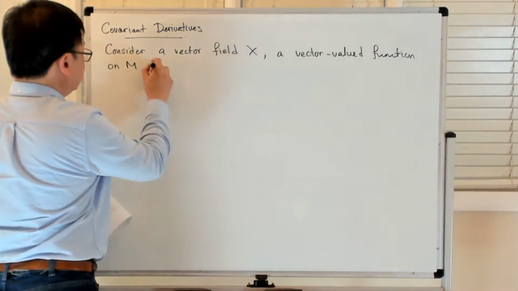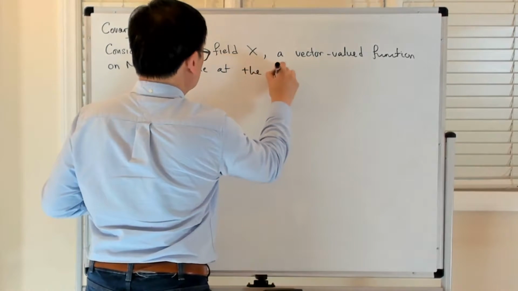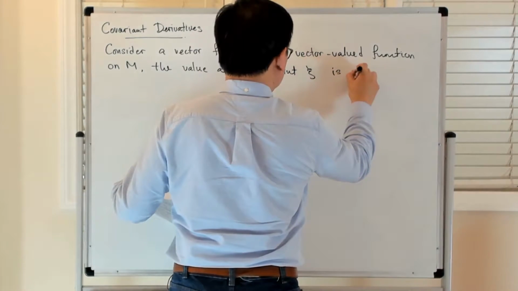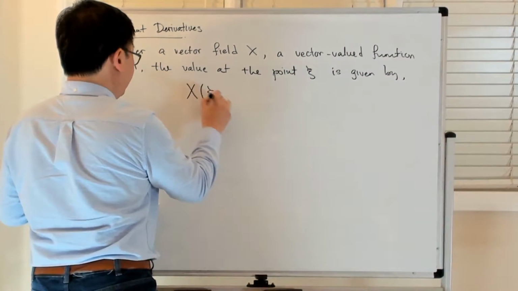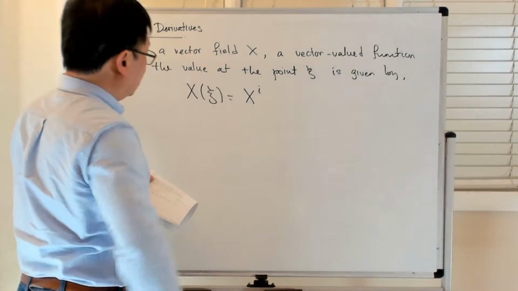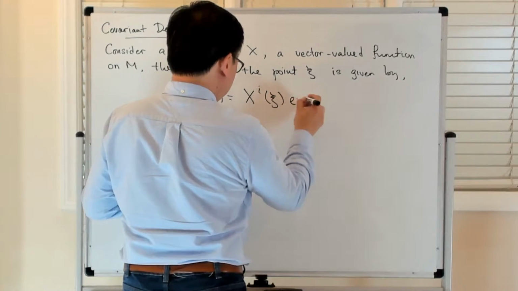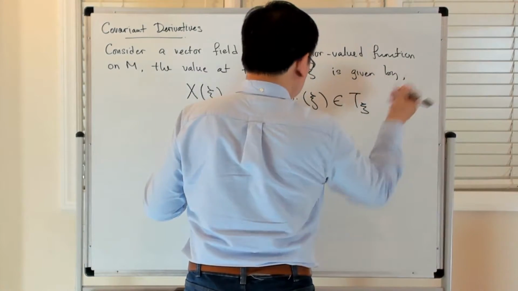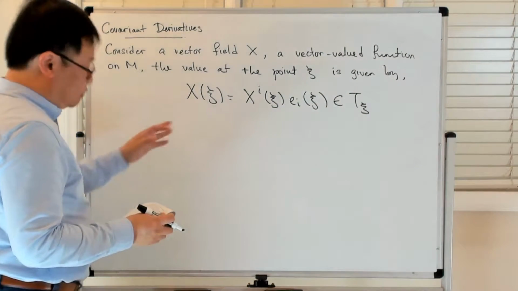And the value at the point c is given by the following. So you think of X, you evaluate it at a point, and so this is written as a vector X^i, which depends on c, and then there's a basis which also depends on c, and this is in the tangent space at the point c to the manifold M.